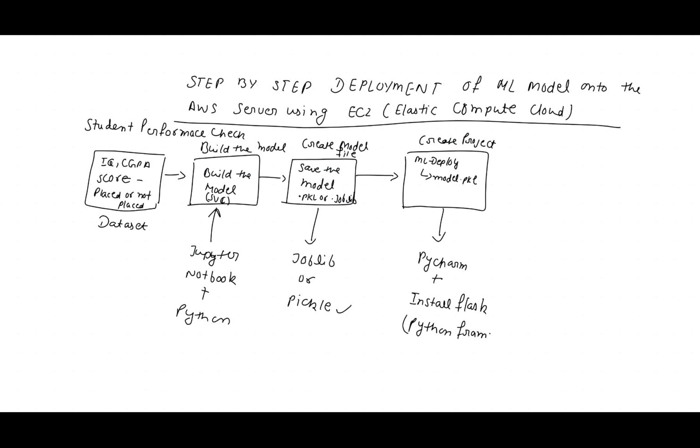We use it to create the front end of the model when you deploy on the server. How will it look? We can make an arrow here. It will look like this. Let's say a student comes onto your server or website and enters their IQ into this form. They enter their CGPA score, and they enter the score. Then they click on the predict button.